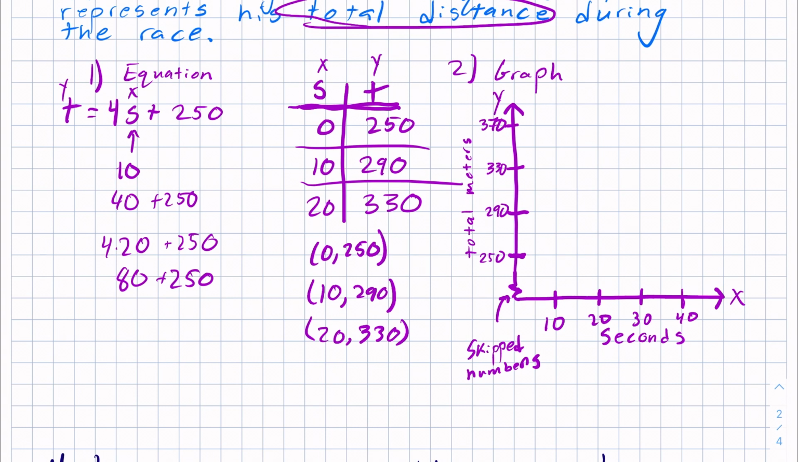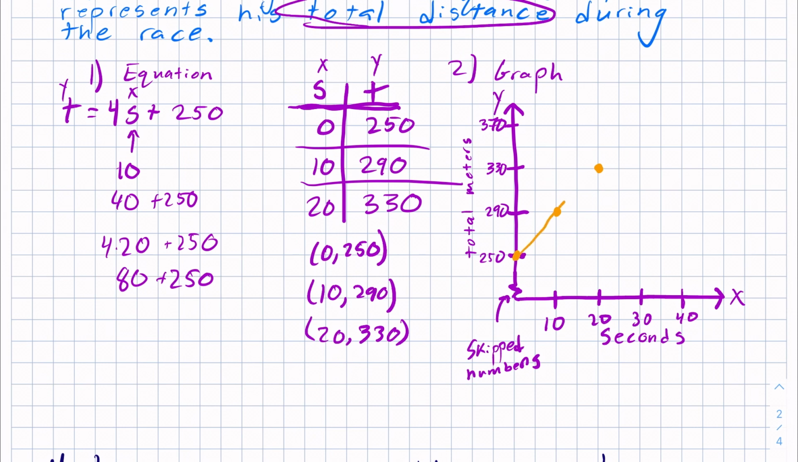So for 0, when the guy had run 0 seconds, it was 250 meters, so there. When he had run 10 seconds, it was 290 meters, so here. And when he had run 20 seconds, it was 330 meters, so here. All right, so now I have my 3 plotted points on my graph, and I'm ready to draw my line.